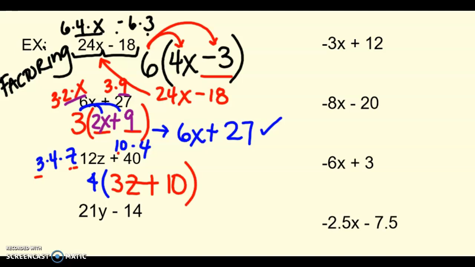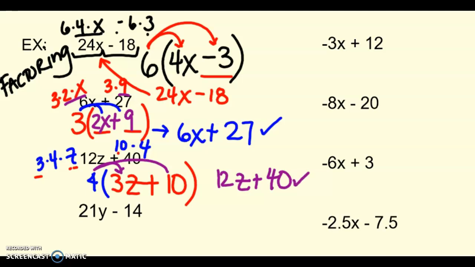Then I just need to distribute and check my answer. 4 times 3z is 12z. 4 times 10 is 40. Everything's positive. That's what my problem originally started out as, so I know I've checked it and it's right.